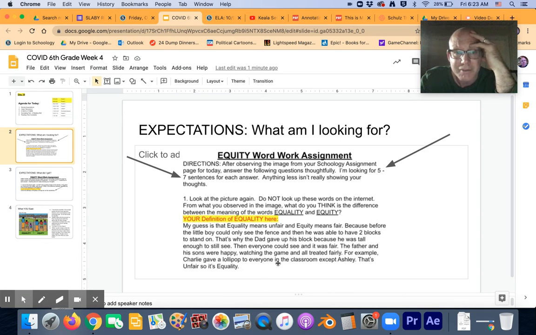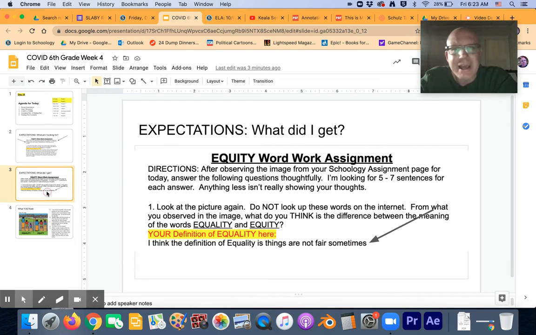For example, Charlie gave a lollipop to everyone in the classroom except Ashley. That's unfair, so it's equality. Now, I don't know if I agree with equality being unfair, but the way this person explained it, I see where they're going. I see their thinking. This is a fantastic example of someone showing their thinking. Like, this is gold. This is what I got from a lot of you.